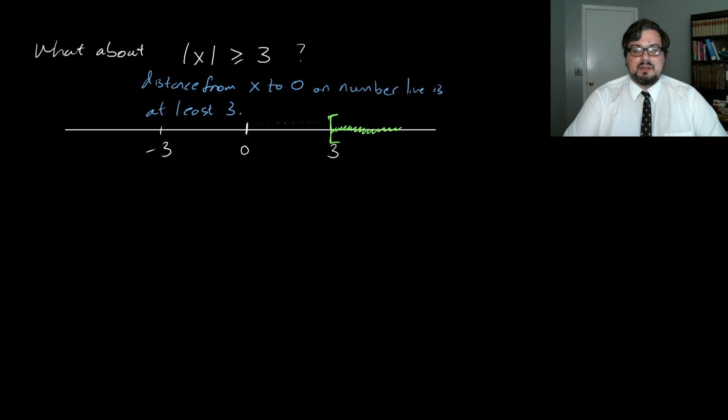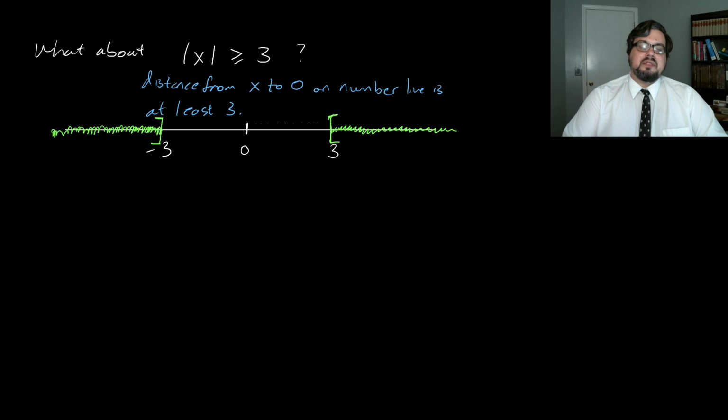And then all the numbers bigger than that. So all of the numbers that are to the right of 3 are definitely included in the solution set to this inequality. And in this case, 3 is also, because we're looking at weak inequality, greater than or equal to. But of course, there's another way for this to happen. The absolute value of x could be bigger than 3 because x is less than -3.